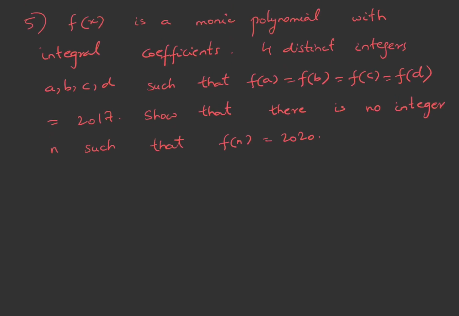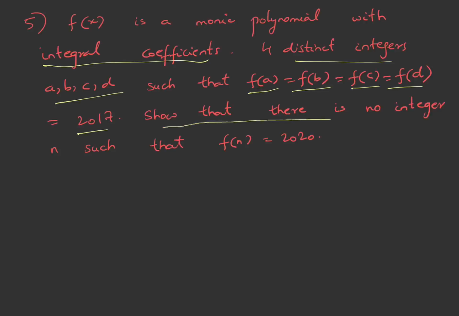So in this fifth question it is given that f of x is a monic polynomial with integral coefficients, and there are 4 distinct integers a, b, c, d such that f of a is equal to f of b is equal to f of c is equal to f of d is equal to 2017. We need to prove that there is no integer n such that f of n is 2020. So we have done this type of problem in the class.